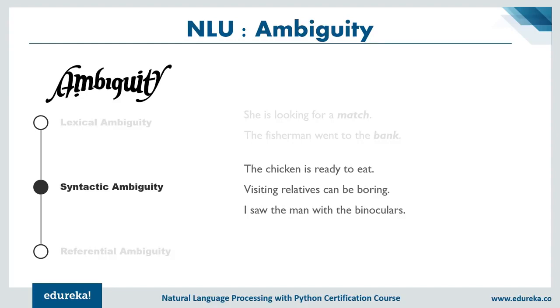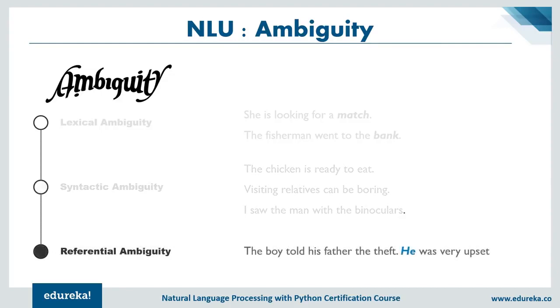Similarly, we have a sentence like: visiting relatives can be boring. Are the relatives boring? Or when we are visiting the relatives, is it very boring? You never know. Coming to the final ambiguity, which is referential ambiguity. This ambiguity arises when we are referring to something using pronouns. The boy told his father the theft. He was very upset. Now I'm leaving this up to you. You tell me, what does he stand for here? Who is he? Is it the boy? Is it the father? Or is it the thief?